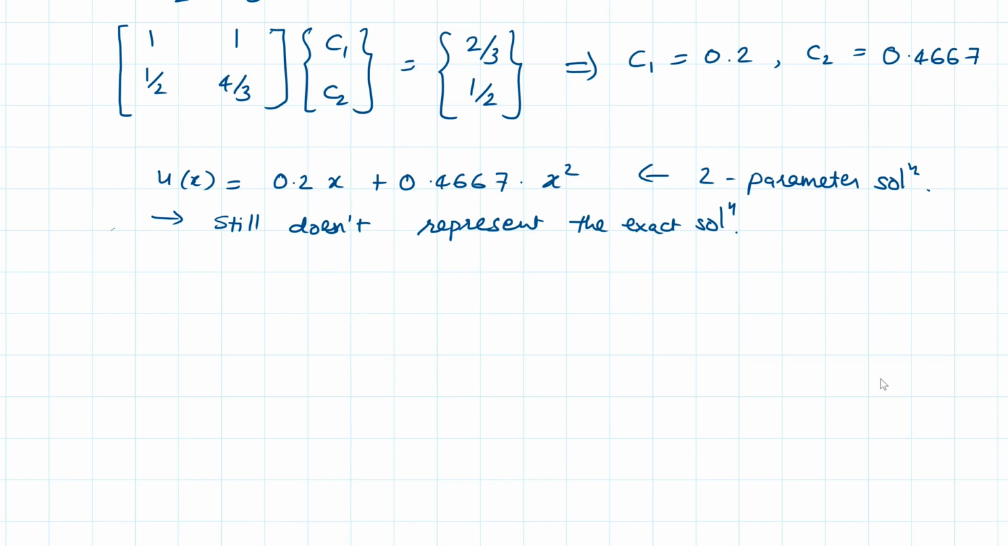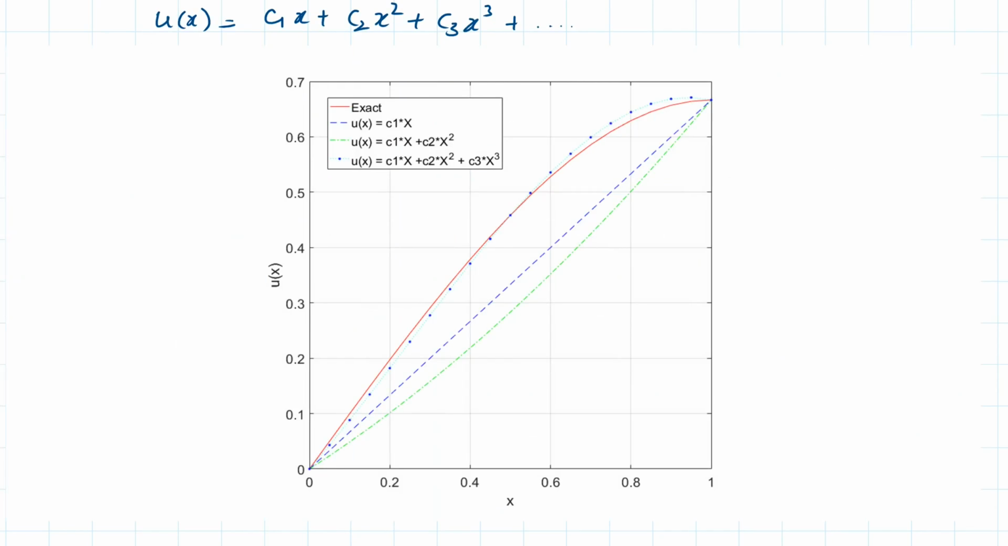Okay, so we could, for example, go with a three parameter solution, such as c1x plus c2x square plus c3x cube, and more. So more parameters or more functions we use, better the approximation.